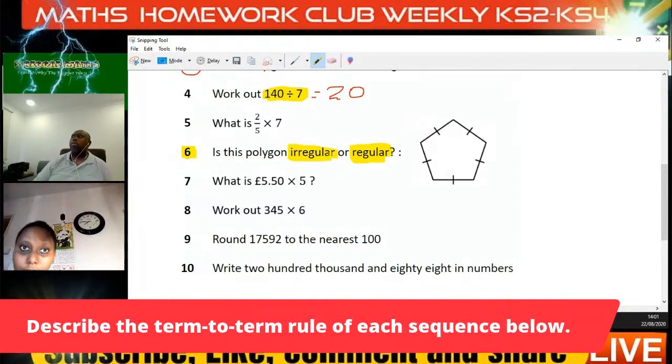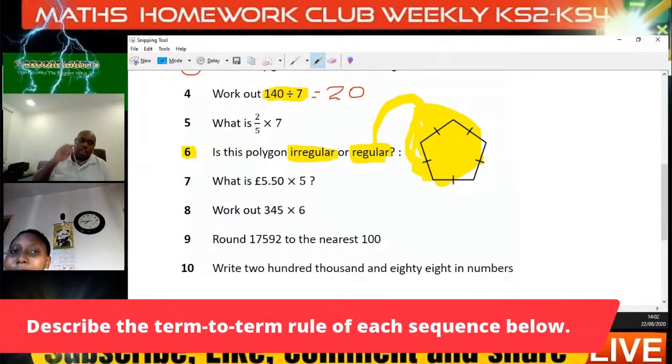They're the same. Oh, beautiful. Regular means all the angles and sides are the same, right? And you can see here that all the sides are the same. So all the sides and all the angles are the same here. Notice? So this is known as a regular polygon. A polygon has sides and edges that join together. The smallest polygon is a triangle.